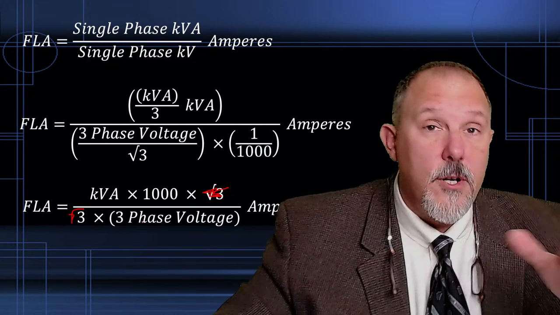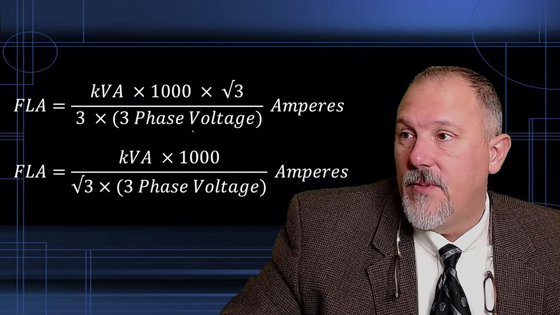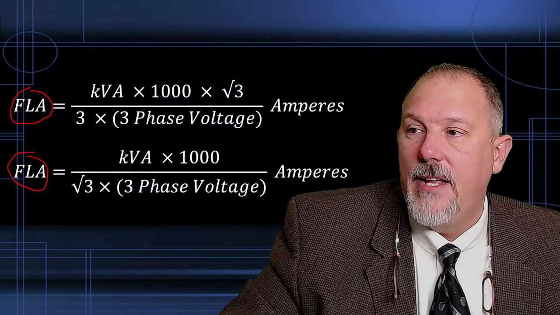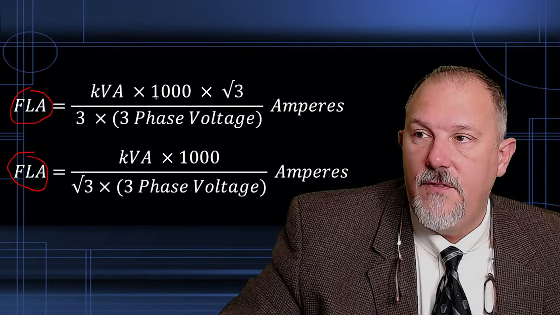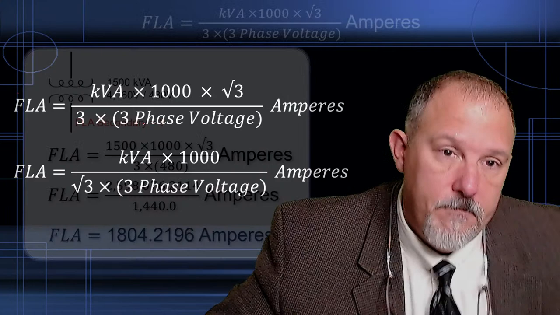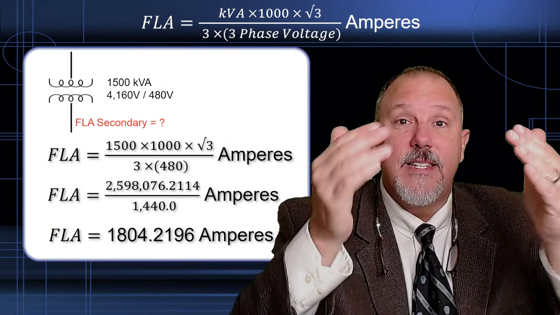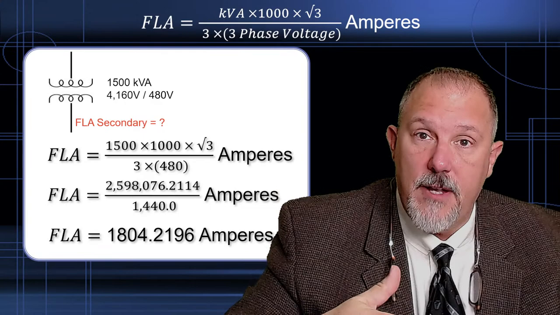So there it is right here. There are two possible equations you can end up with: KVA times 1,000 over the square root of 3 times the three-phase voltage, or KVA times 1,000 times the square root of 3 divided by 3 times the three-phase voltage. Let's do an example. 1500 KVA transformer. What is the single phase KVA of a 1500 KVA transformer? 1500 divided by 3, 500 KVA.